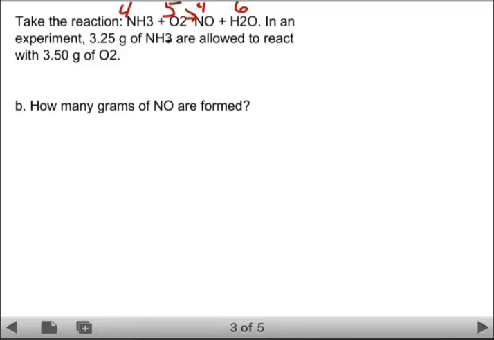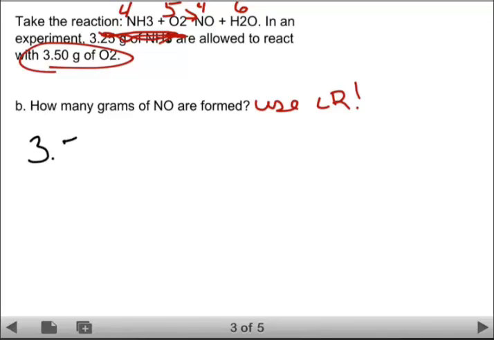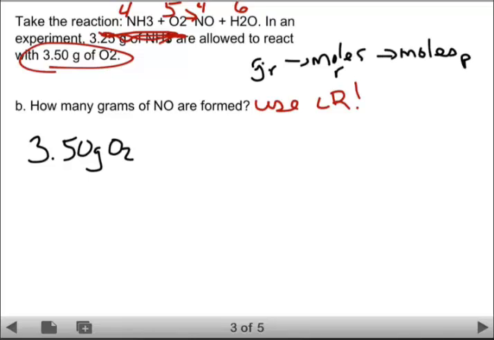How many grams of NO are formed? You have to use the limiting reagent. Don't use your excess reagent. You'll get this answer wrong. So we're going to use this for now. We don't really care about this guy. We're just going to focus on the limiting reagent. So I start with my grams, 3.450 grams of O2. In this one, we're going to go from grams of reactant to moles of reactant to moles of product to grams of product.